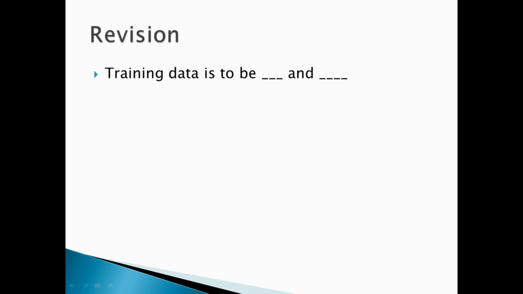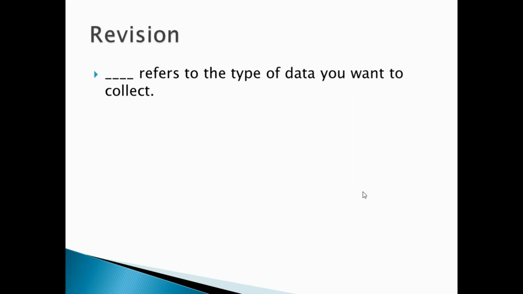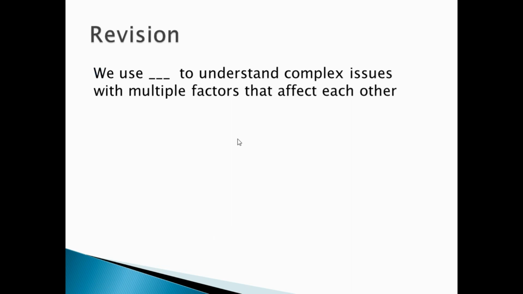Training data is to be reliable and accurate. We have already seen this part. Dash refers to the type of data you want to collect. That is data features. Remember, data features is nothing but the type of data we want to collect.